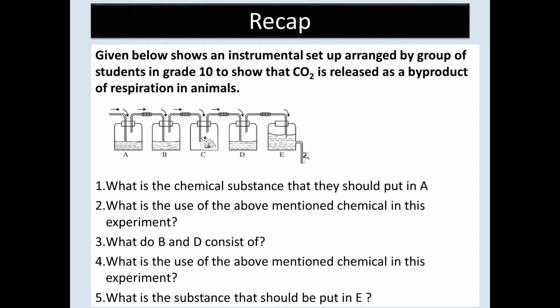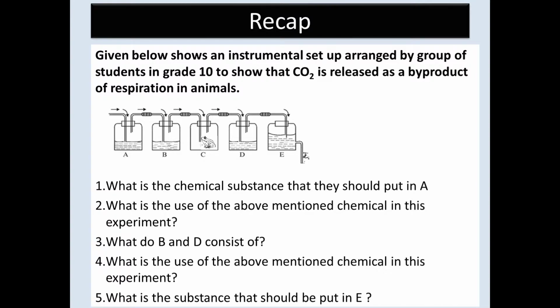Question number 3. What do B and D bottles contain? The bottles B and D contain calcium hydroxide or lime water. Question number 4. What is the use of the above mentioned chemicals in this experiment? Why do we use calcium hydroxide or lime water? That is to identify carbon dioxide gas, or whether carbon dioxide gas is coming from the air from the previous bottle.